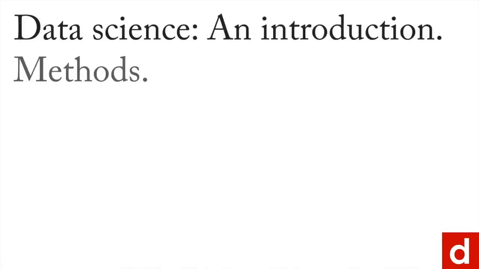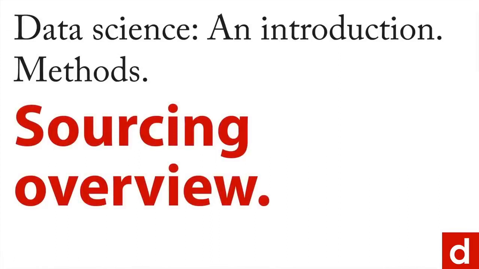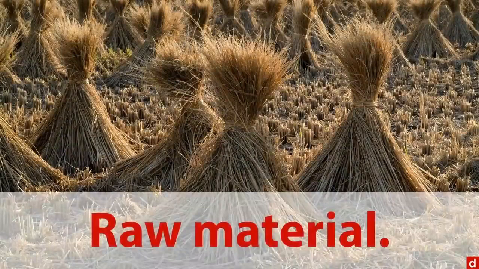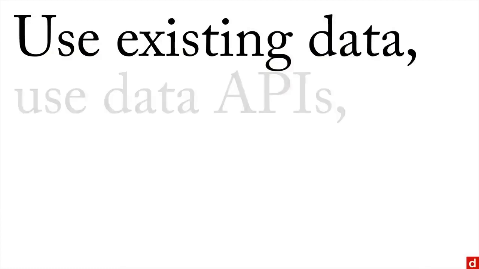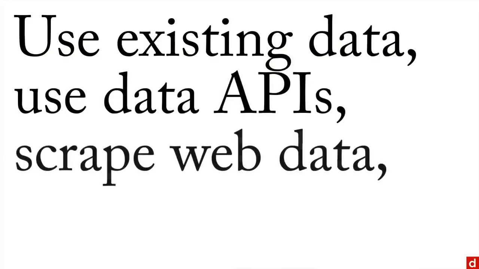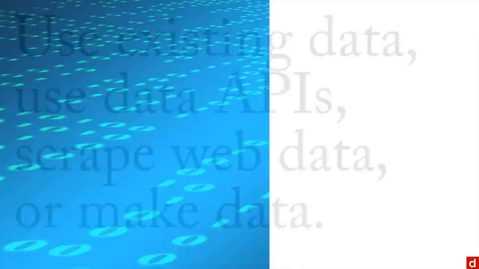The first step in discussing data science methods is to look at the methods of sourcing or getting data that's used in data science. You can think of this as getting the raw materials that go into your analyses. Now, you've got a few different choices when it comes to this in data science. You can use existing data. You can use something called data APIs. You can scrape web data, or you can make data. We'll talk about each of those very briefly in a non-technical manner.